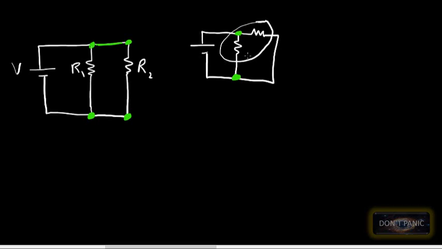In a series circuit, that's not the case. Okay, in a series circuit, it's like this. Okay, so here's the beginning point of this resistor, and here's the end point, and here's the beginning point of this resistor, and here's the end point.